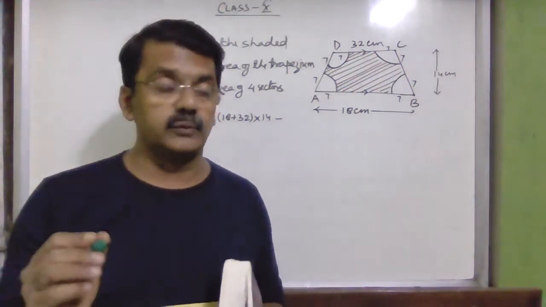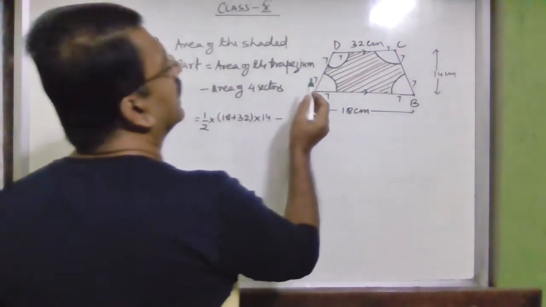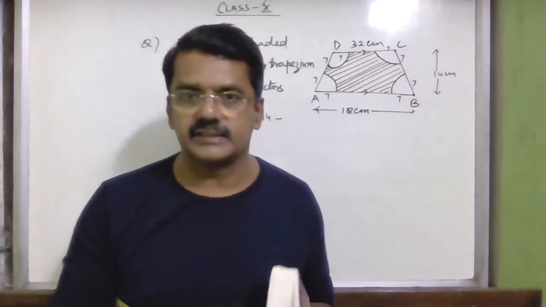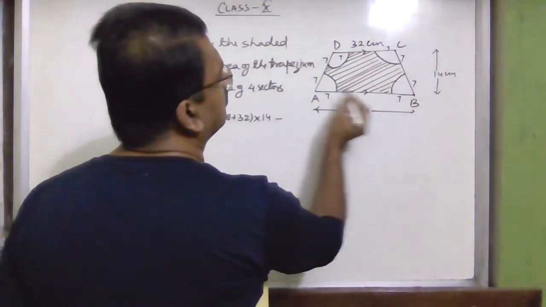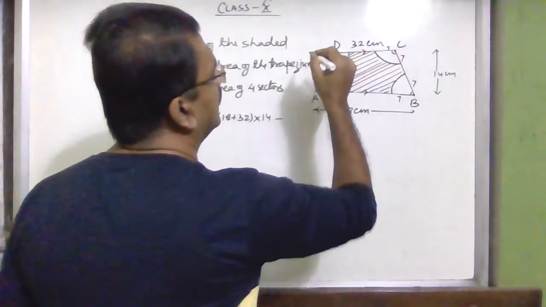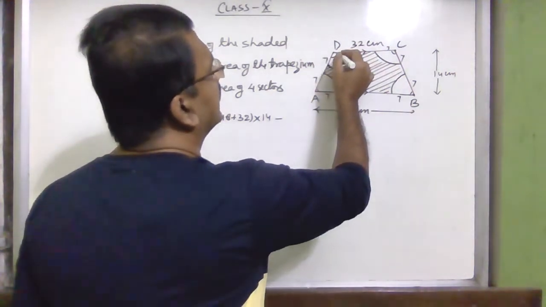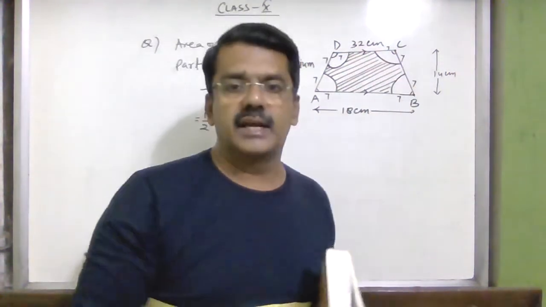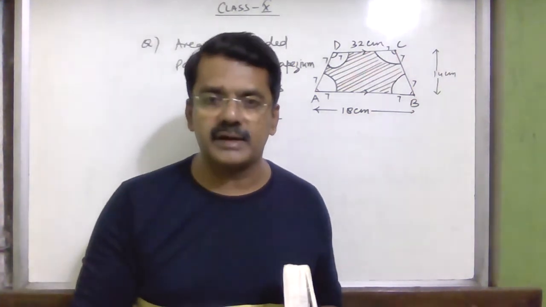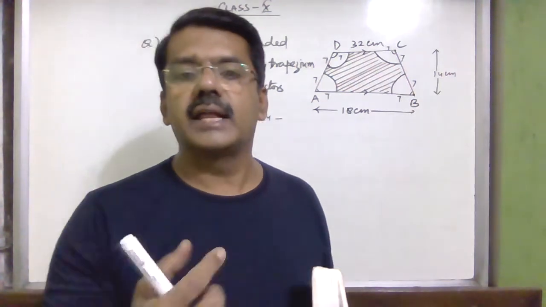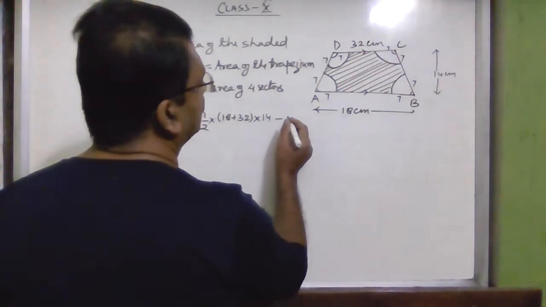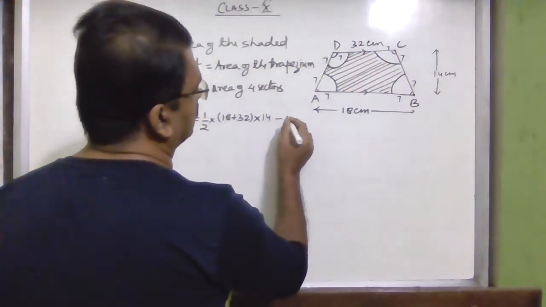Now if you pay attention, you know that the sum of the 4 angles of a quadrilateral is 360 degrees. That means these 4 sectors together make a complete circle, as all of them have the same radii. So these 4 sectors make one complete circle, so it is equal to simply pi r square.